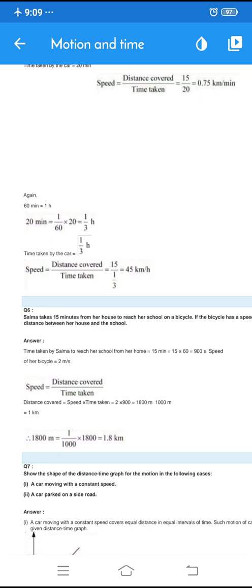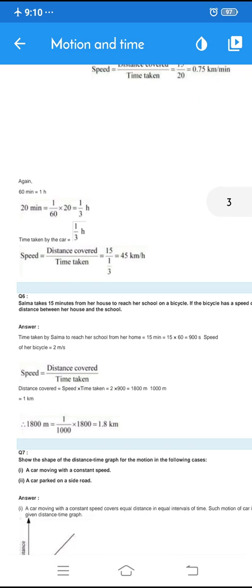Distance covered is 15 kilometer, time taken is 1/3 hour. So divide it: 15 divided by 1/3, that becomes 15 into 3. So 15 into 3 is 45. So the speed of the car is 45 kilometer per hour.